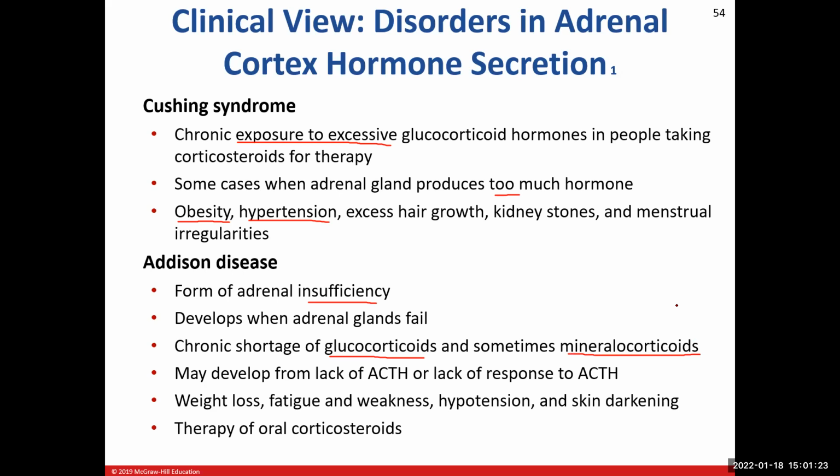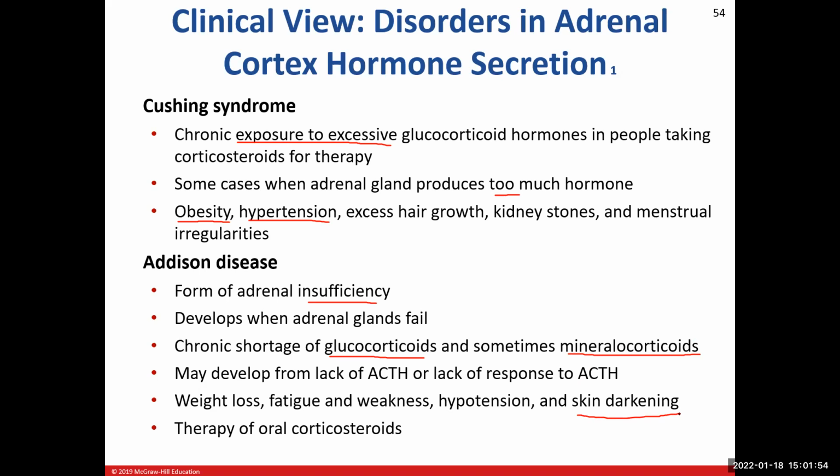these patients will manage to lose quite a bit of weight. They won't have enough energy, so they'll complain of fatigue and weakness because we're not generating enough nutrients for them, okay? A significant decrease in blood pressure. And we'll also see some skin darkening, and that has to do with the melanin. For whatever reason, it affects the melanin content in the skin there.